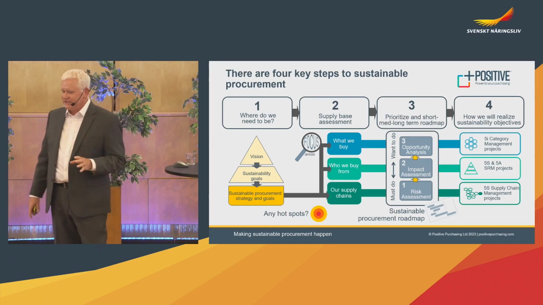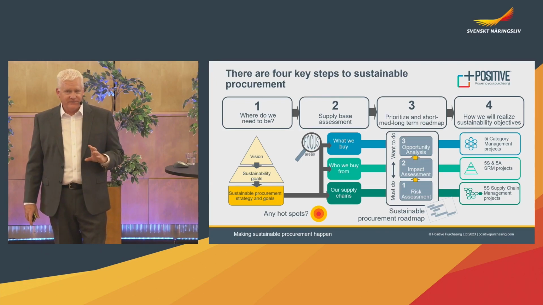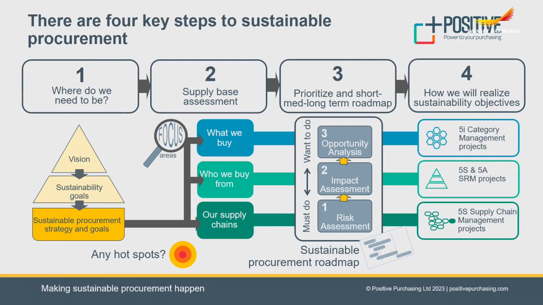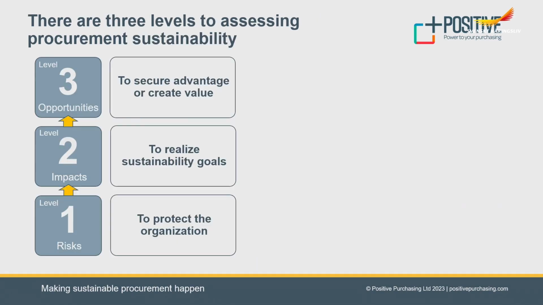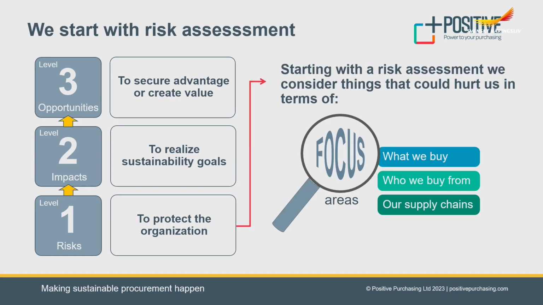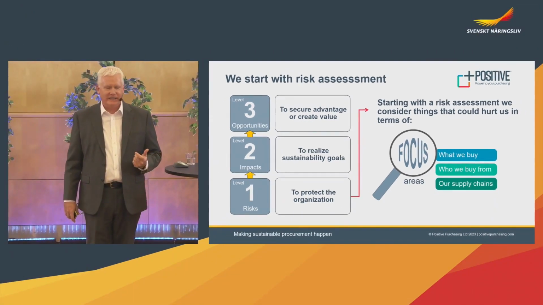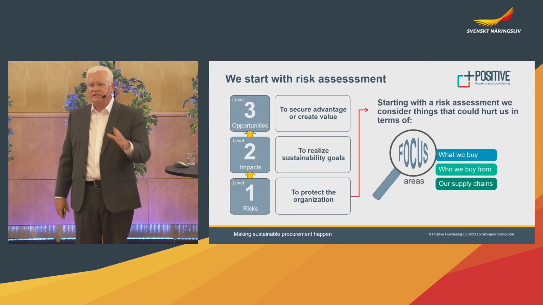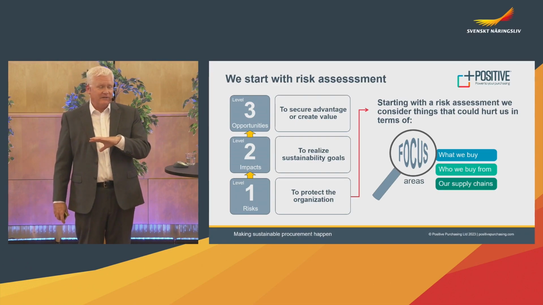Now, this is the bit of the presentation where it gets a little bit dull and technical. So just try and bear with me on this, because this is quite a hard and long concept to explain, but it's the necessary step to be able to do this. There are three levels to this. It starts with a risk assessment. We have to assess what we buy, who we buy from, and our supply chains in terms of risk. In other words, if something goes wrong, how much could that hurt us? Because we're not meeting legislation or we get exposed for doing that. And if you're used to assessing risk in procurement, then it's the same tool.